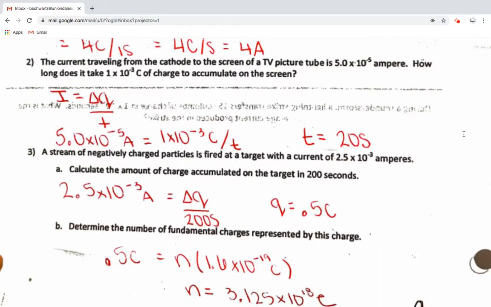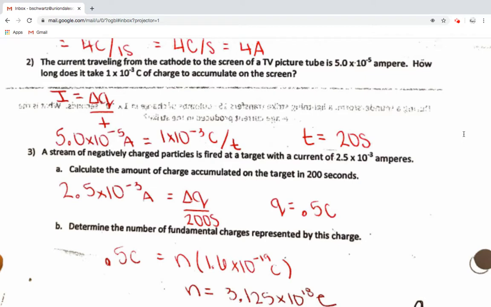Number 2, the current traveling from the cathode to the screen of a TV picture tube is 5 times 10 to the negative 5 amperes. Calculate how long it takes 1 times 10 to the negative 3 coulombs of charge to accumulate on the screen. We are solving for how long. We're solving for time. Plugging in my current, plugging in my charge, solving for time.